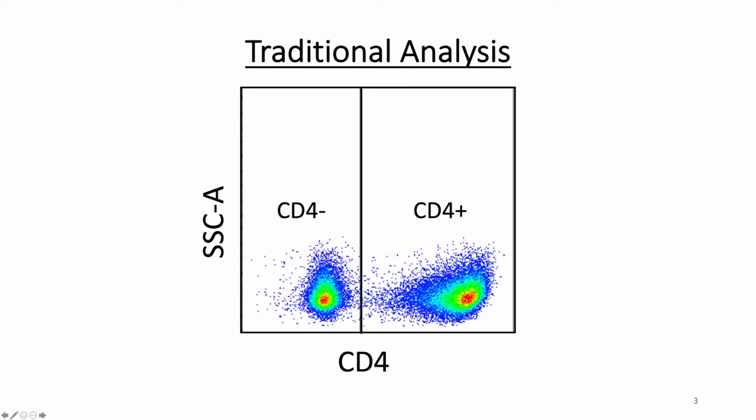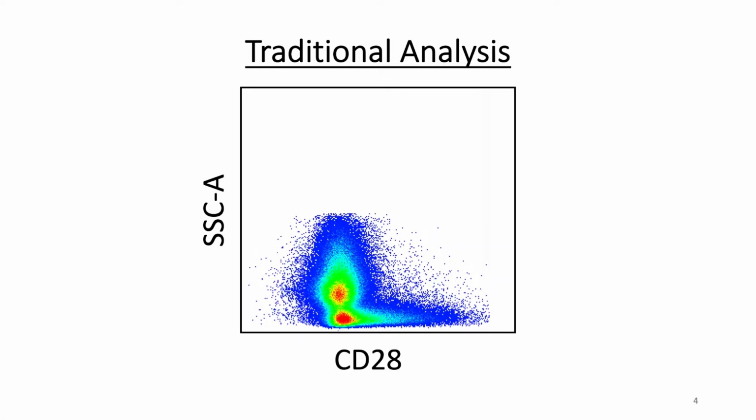Here it doesn't seem super difficult to gate these cells. However, there are some other markers where there are no clear positive and negative populations. In the case of CD28 here, one person may place a gate here showing that 18% of cells express CD28, but a different person may place it here and say that 5% of cells express CD28. The gating is just very, very subjective.